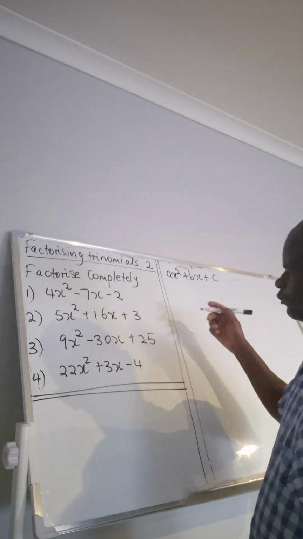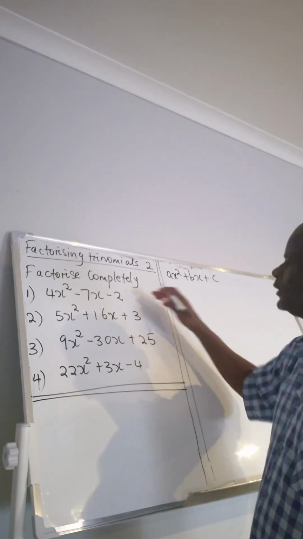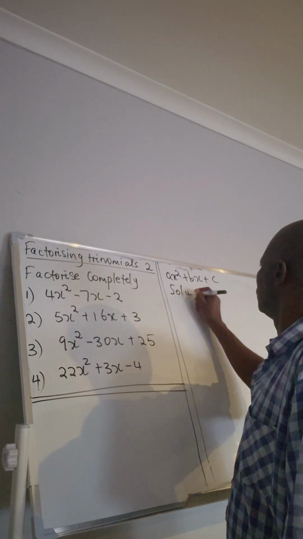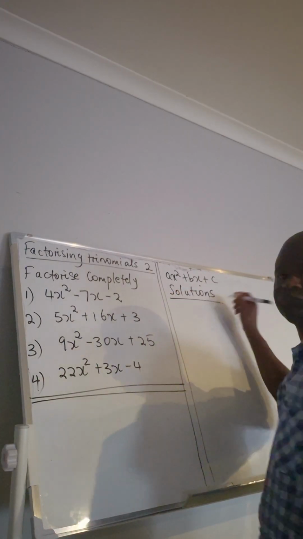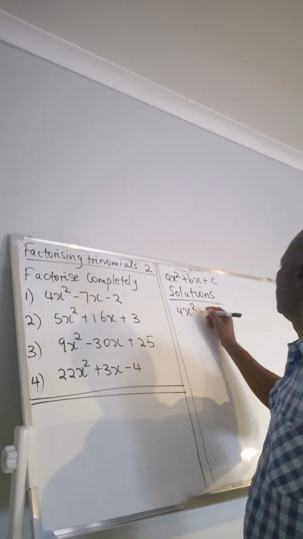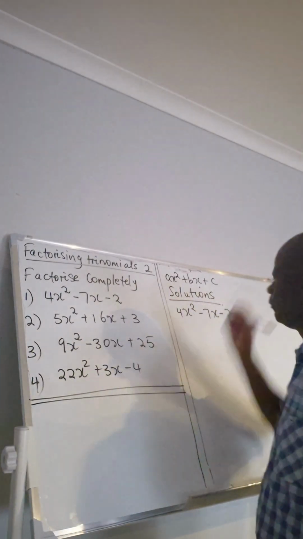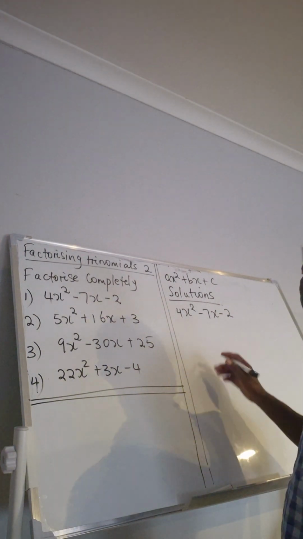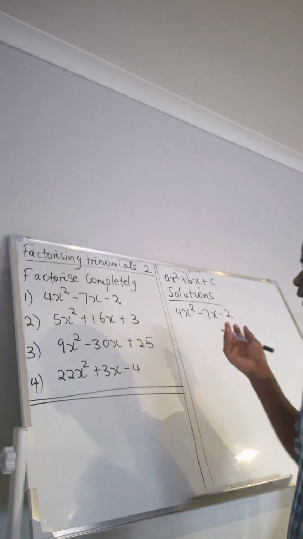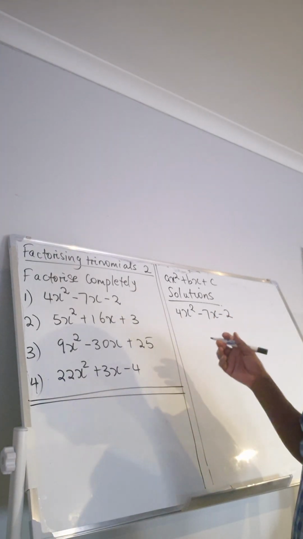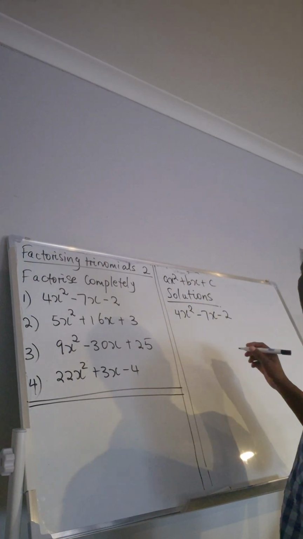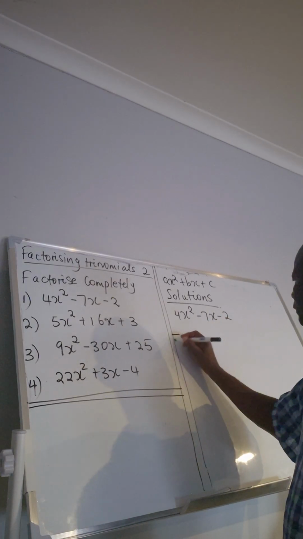Right, now I'm going to look at these 4 examples, factorize completely. The first one, let me say solutions. Right, the first one is 4x squared minus 7x minus 2. So we are going to have 2 methods here. The first one is just trial and error, where you are going to try factors. Then the other one, you are going to do algebraic process. The trial and error is going to be like this.